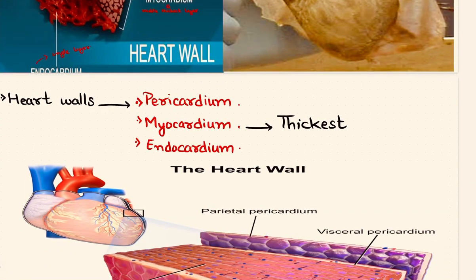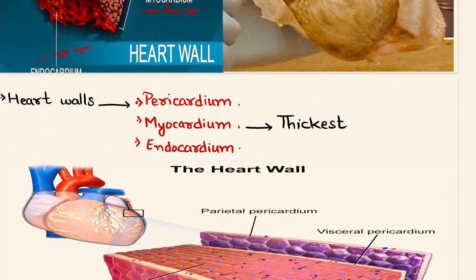So if we talk about heart walls, the outer one is the pericardium. Now what is this pericardium? Pericardium is the serous membrane. Now what is this serous membrane? That means it contains certain cells which secrete serous fluid, that is pericardial fluid.